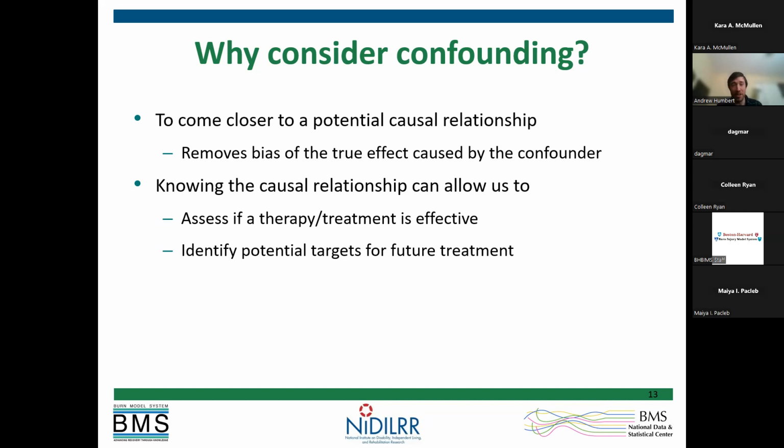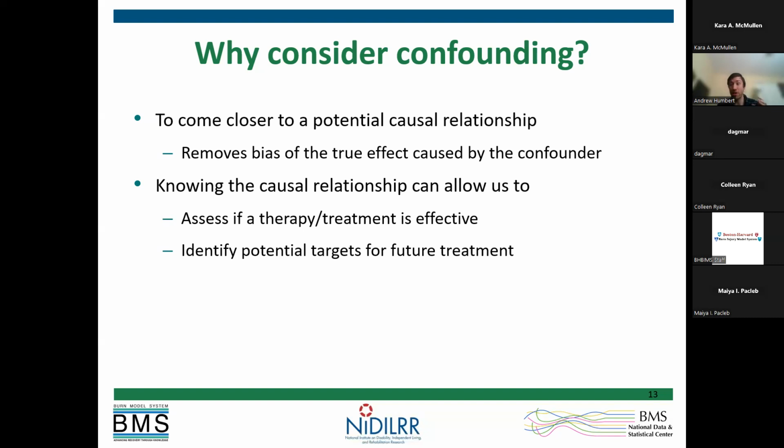And maybe this isn't needed, but why do we even care about the causal relationship? Why are we interested in pinpointing a very specific relationship between variables? The first is it really allows us to assess if a therapy or treatment is effective. Is this actually something that's working, or is it just that people who choose the treatment tend to do better no matter what, whether they had the treatment or not? And it also allows us to identify potential targets for future treatment.